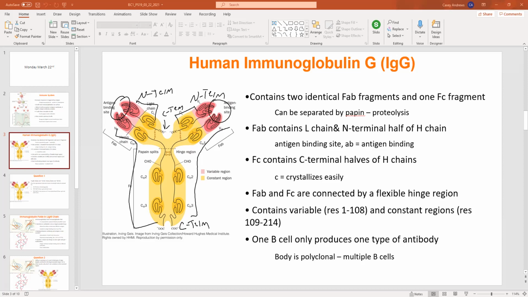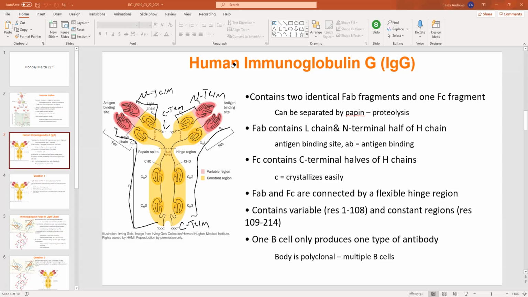Our next statement: an antigen binding site on an IgG is formed by the variable region of the light chain and the variable region of a heavy chain. That is true. The parts in red here are the variable regions. That means the amino acids there are different in every single antibody, because you need to be able to bind any possible antigen you come across inside the body. So these are variable, they change amino acid composition, and that is where you bind antigen, so that's true.